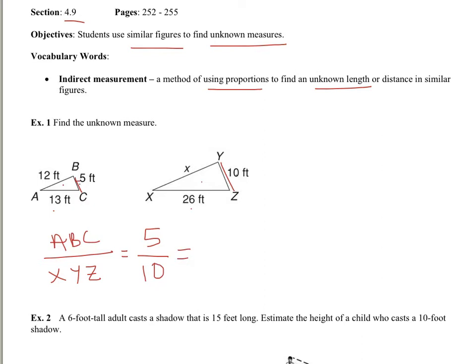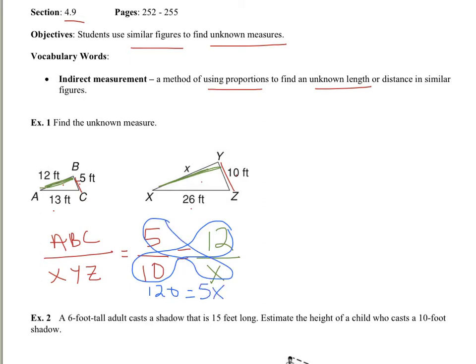Alright, now for my other corresponding side, I have the 12 and I have the unknown. So I'm going to do ABC, so 12, and then XYZ, I have X. So I set up a proportion using the corresponding parts like we talked about yesterday. And now I'm going to use cross products to solve for X. So 12 times 10 is 120, and then 5 times X is 5X. And look, I have made an equation.